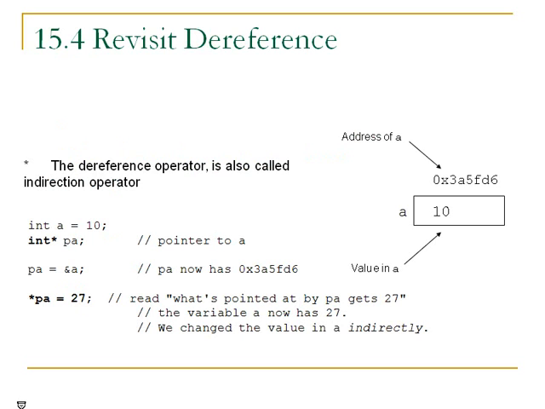Okay, let's revisit now what we did in the last segment. We declared a variable a, and then we declared a variable of type int pointer, and we allow pa, which is an int pointer, to hold the address of a. And then when we say, go to the address, what's pointed at by pa gets 27. What we're saying is go to that address and put the number 27 there. So we remember that from the previous segment. And when we put 27 at that address, the variable a changes.